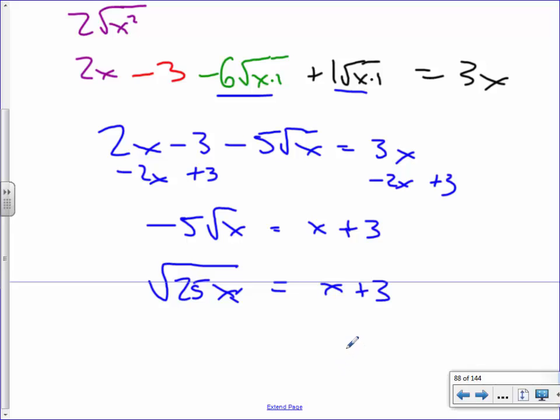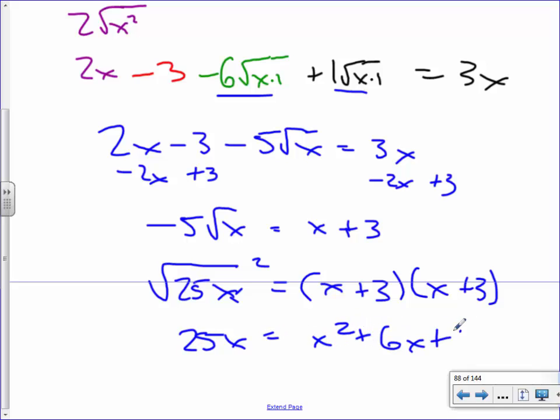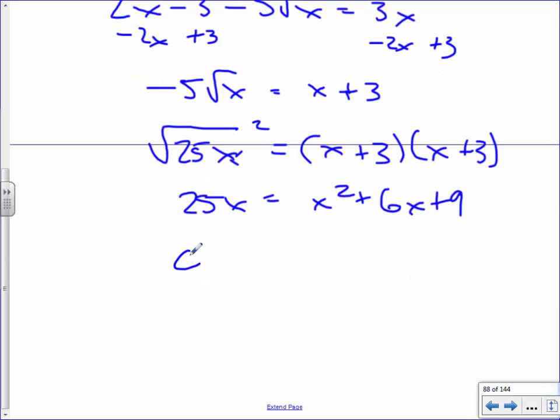Now let's square. Yeah, now's the right time to square both sides. So I'll write it next to itself here, and square 25x will equal x squared plus 6x plus 9. 0 equals x squared minus 19x plus 9. And if it's okay with you guys at this point, we'll just use the quadratic formula. We know how. Does that make sense? Yeah.